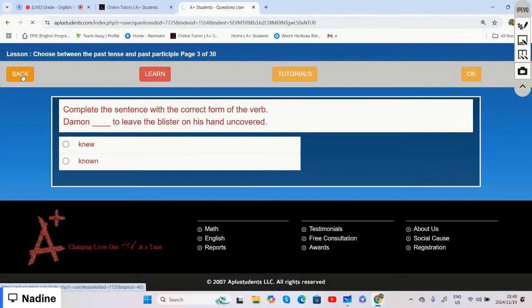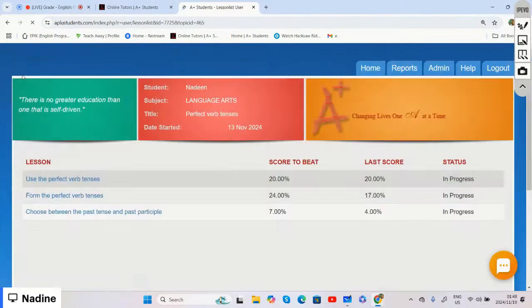All right, so this is now the end of our lesson on perfect verb tenses. And we said when it comes to the past tense, we just use words that are in the past tense, without a helping verb. Then if we use the past participle, we can use a helping verb to show the perfect tenses, whether it's the present perfect tense where we use have and has, or the past perfect tense where we use had, or the future perfect tense where we use will have.